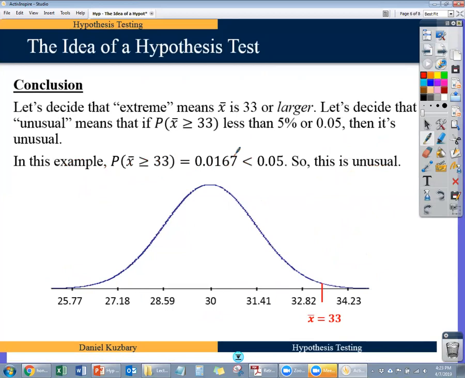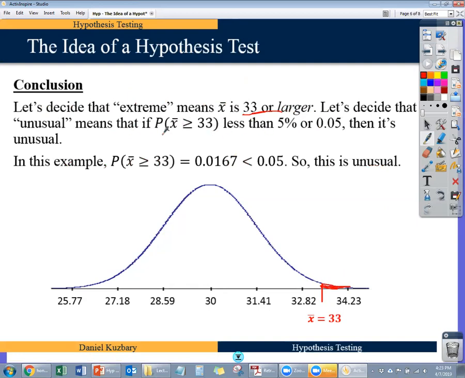Again, this is not how I would do it in a hypothesis testing problem. There's a more standardized method that does it a little differently than I would. But let's decide that extreme means X bar is 33 or larger. So we're looking at this sliver right here. This is what we mean by at least as extreme.